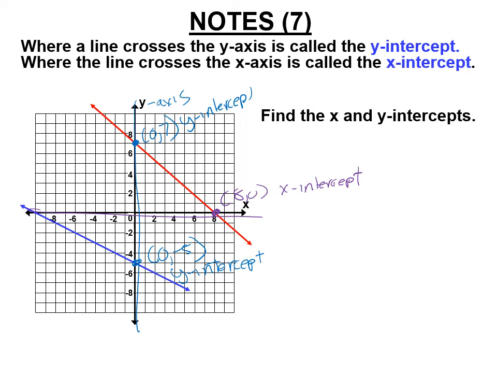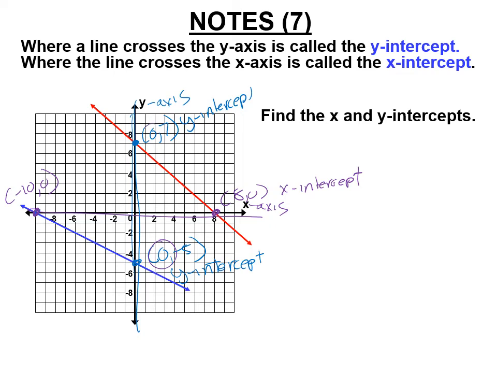And intercept comes from the same word as interception, right? If you intercept a football, the defender crosses in front of the receiver and steals the pass. Here, the blue line is crossing in front of the y-axis, and so the y-intercept is (0, -5). Then it crosses in front of the x-axis, and the x-intercept here is (-10, 0).